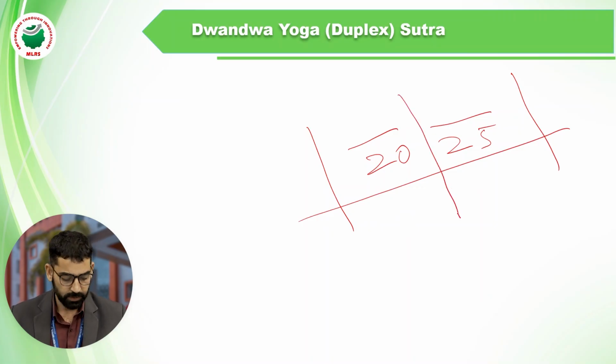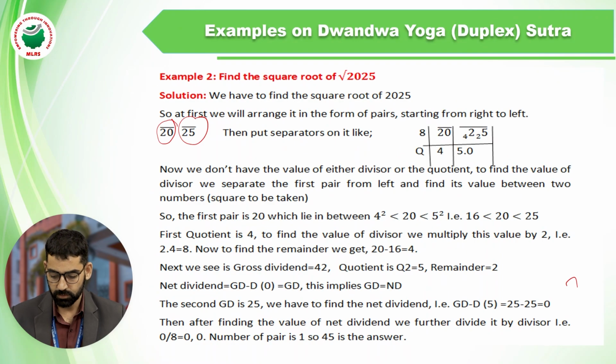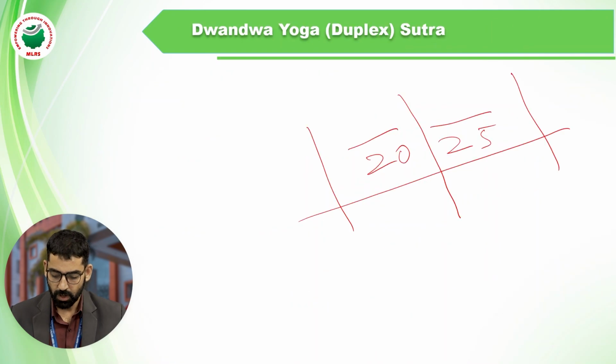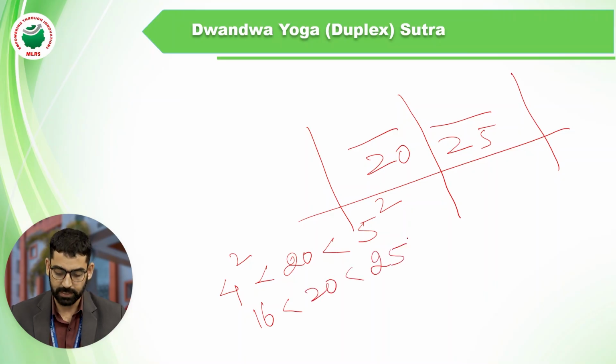Now we divide this number by the form of a separator. So you take 20 and 25. Now we don't have any quotient here, we don't have any divisor here, we don't have any remainder here. So the first thing we have to do is take this 20 in the form of squares, which is greater than 4 square, that is 16, and less than 5 square, which is 25. Or this is 16 less than 20 less than 25, again as in the previous example.